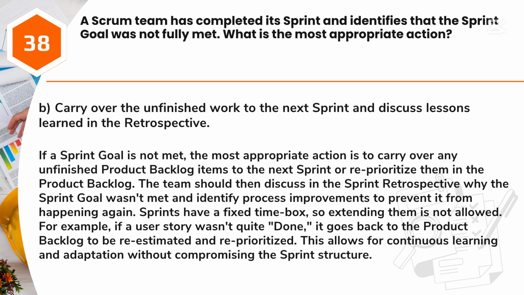Answer: B. Carry over the unfinished work to the next sprint and discuss lessons learned in the retrospective. If a sprint goal is not met, the most appropriate action is to carry over any unfinished product backlog items to the next sprint or reprioritize them in the product backlog. The team should then discuss in the sprint retrospective why the sprint goal wasn't met and identify process improvements to prevent it from happening again.